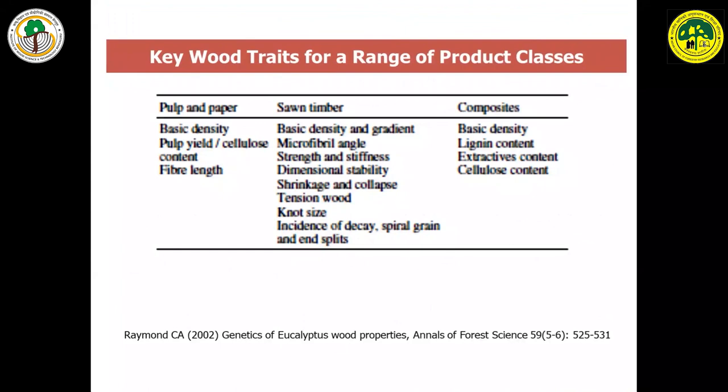For pulp and paper, we have to focus mainly on the basic wood density, pulp yield, cellulose content, and fiber length. These are the parameters if you want to have a tree improvement program for pulp and paper. Similarly, suppose we want to go for solid wood timber, then we have to focus on the density improvement, and microfibril angle should not be too high. It should be within the range of 20 degrees. And then strength and stiffness, dimensional stability, shrinkage, tension wood, all these parameters need to be focused on. Similarly for composites, we have to focus on the basic wood density and the chemicals of the wood.